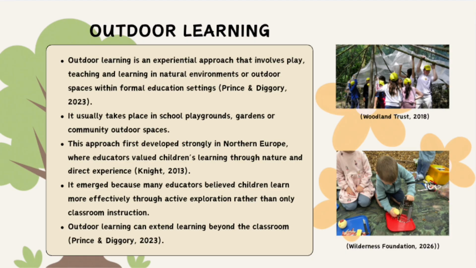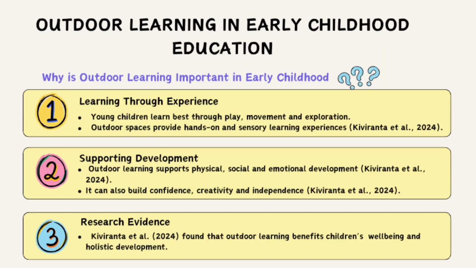Hello everyone, today I will talk about outdoor learning in early childhood education. According to Prince and the degree, outdoor learning includes play, teaching, and learning that take place in outdoor space such as playgrounds, gardens, and nature environments. This approach became popular in Northern Europe, where many educators believe that children learn best through nature, movement, and real experience. Because of this, outdoor learning gives children more chance to learn beyond the classroom and experience the world around them. So why is outdoor learning important?